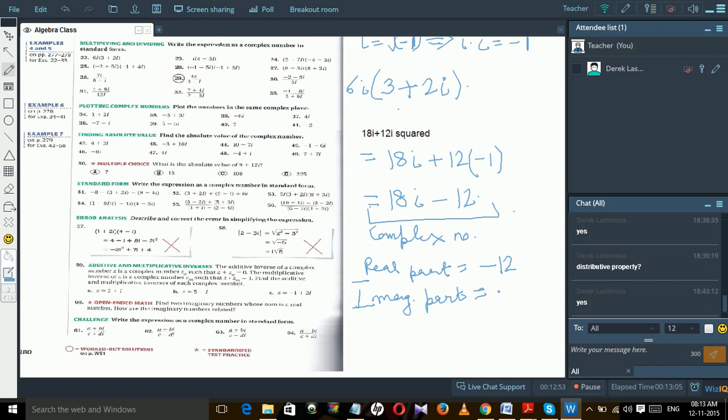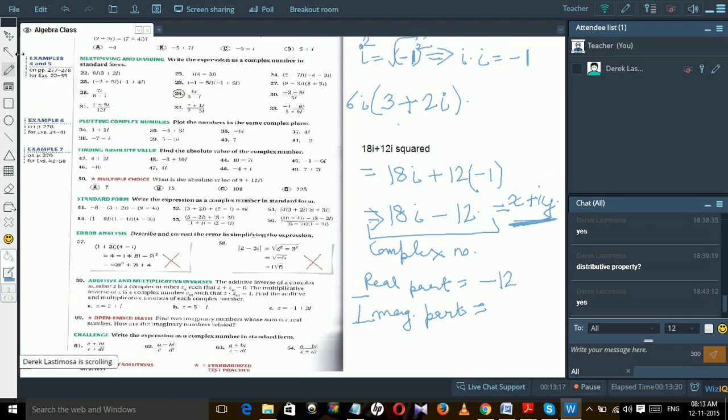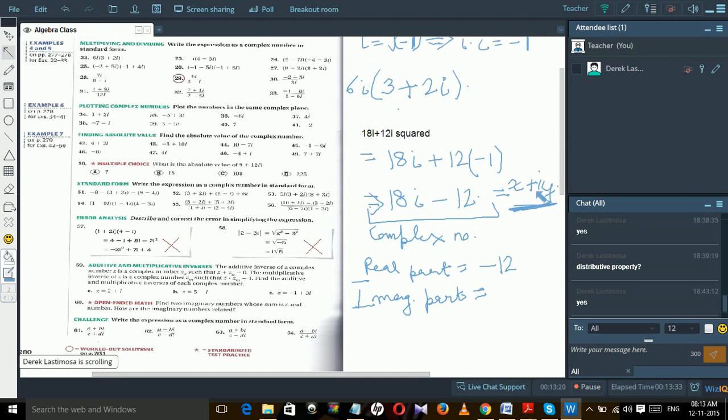Can you hear me? Okay, I want you to tell me the imaginary part. What is the imaginary part of this number? You can write it in this form. Suppose this is x plus iota y. This is your standard form of a complex number. So x plus iota y, okay? So x is the real part and iota y is your imaginary part.